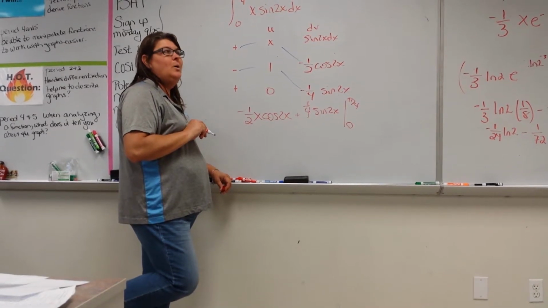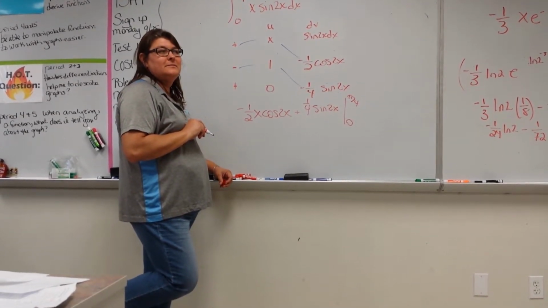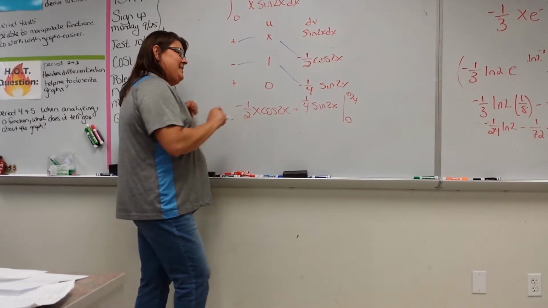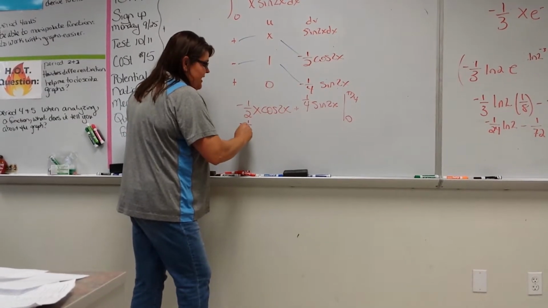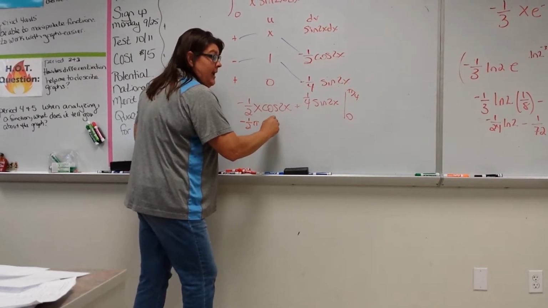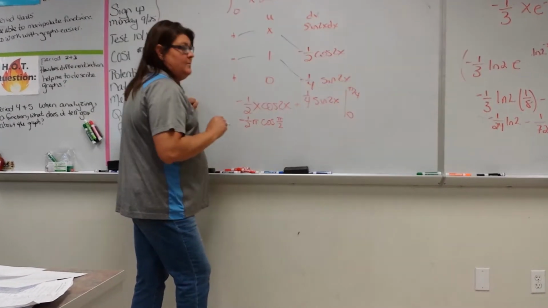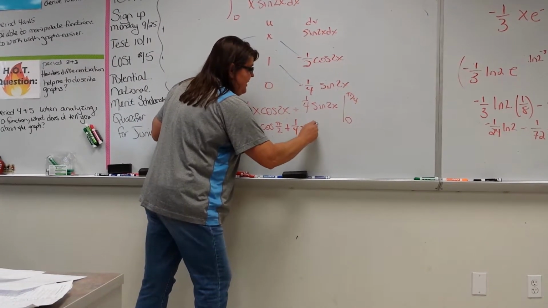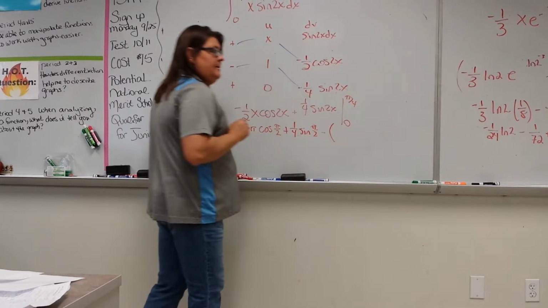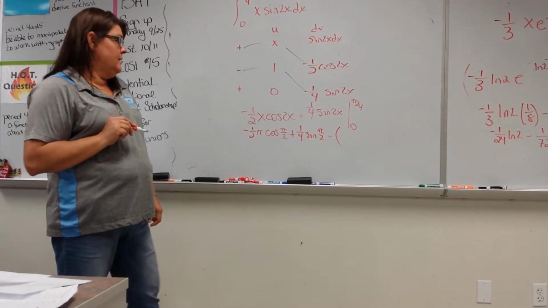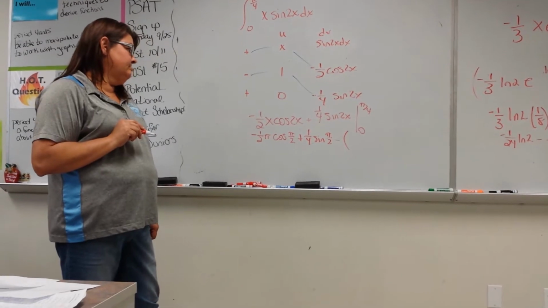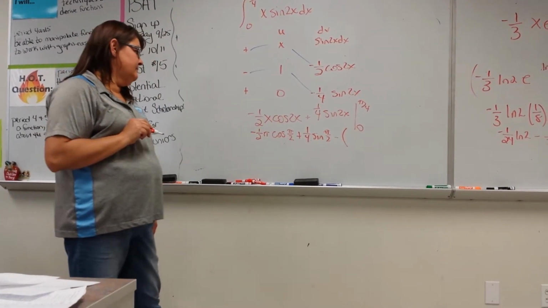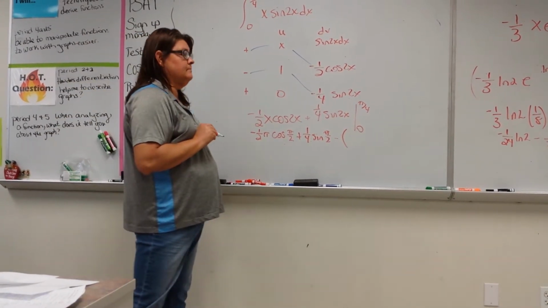What's sine of 0? It's a 0. Let's clean her up. So we're going to put pi over 4: negative 1/2 pi over 4, cosine of pi over 2, because 2 times pi over 4 is pi over 2. Plus 1/4 sine of pi over 2, minus parenthesis, don't be complacent.